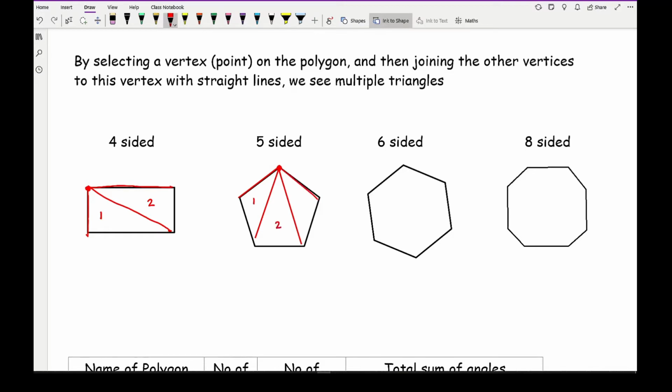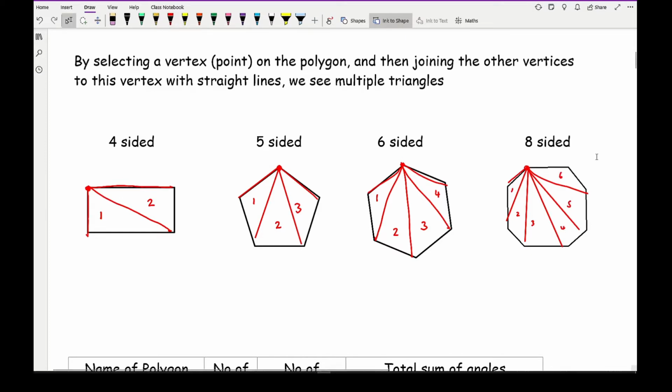So 1, 2, 3. And if I pick a six-sided shape, so again just any hexagon, and I have a straight line that joins from one point to all the others, you can see here that I've got four triangles. So here I've got 2, 3 and 4. And if I go to an eight-sided shape, again just pick a corner and draw straight lines to each of the other points, and you can see I've got 1, 2, 3, 4, 5, 6 triangles.